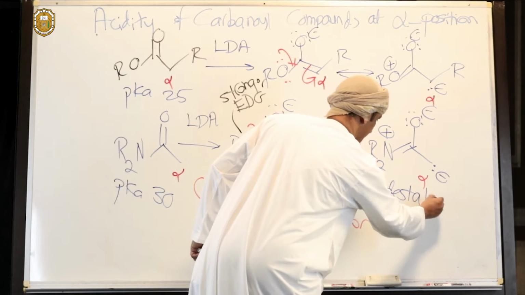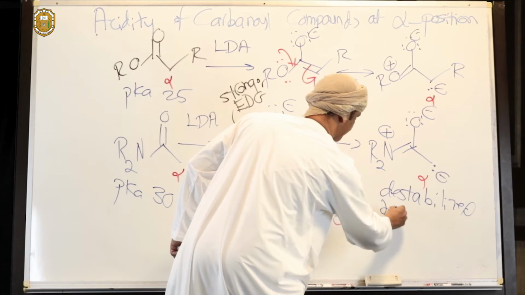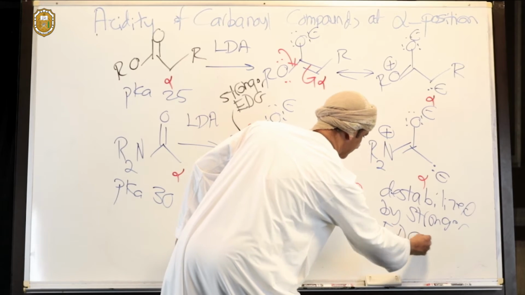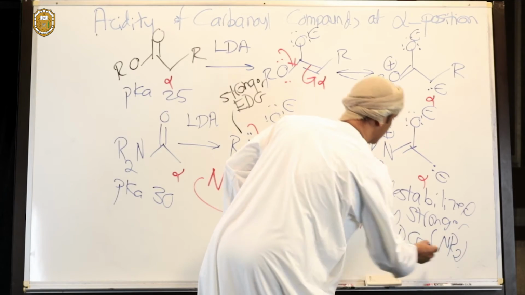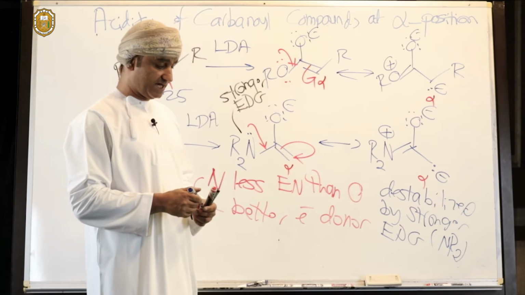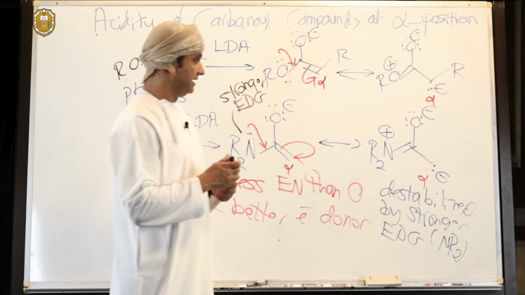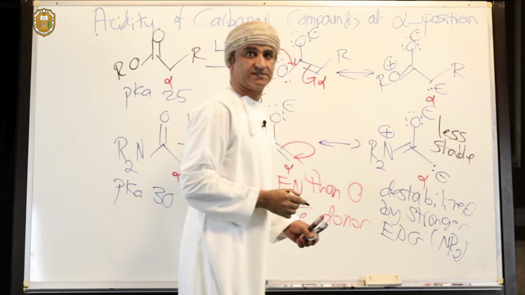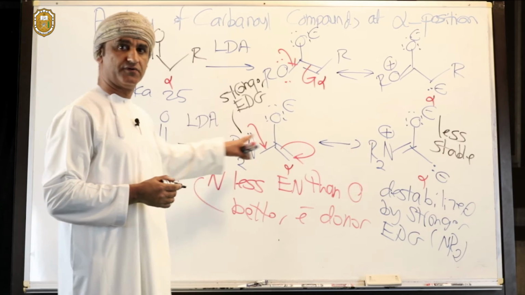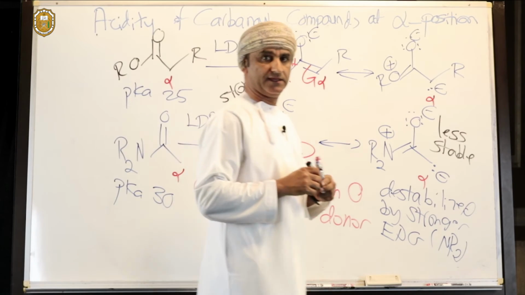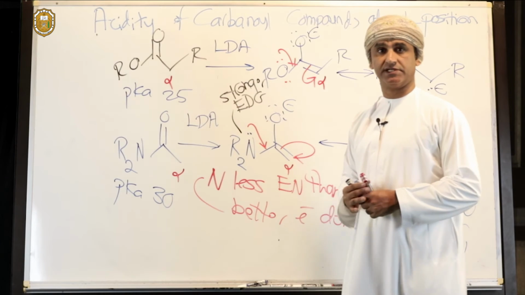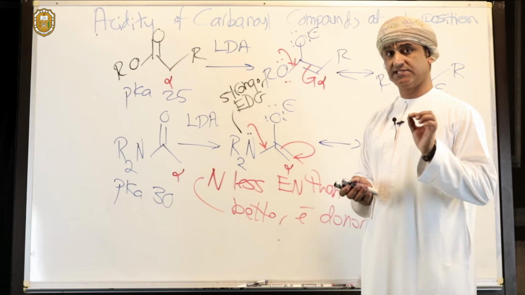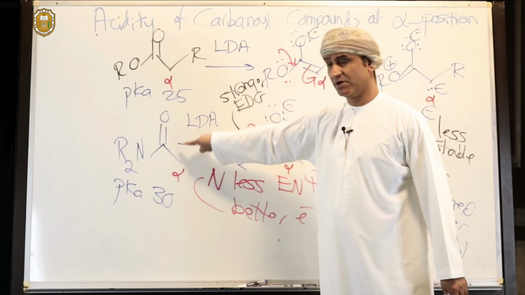So therefore, this is destabilized relatively, of course, by the stronger electron donating group, which is an NR2. So therefore, this enolate or this alpha carbanion is a less stable conjugate base. If it's less stable, therefore the original substance, which is the amide, is less acidic relative to the original substance in the upper case, which is esters. So amides therefore have lower acidity at the alpha position here compared with that of esters.